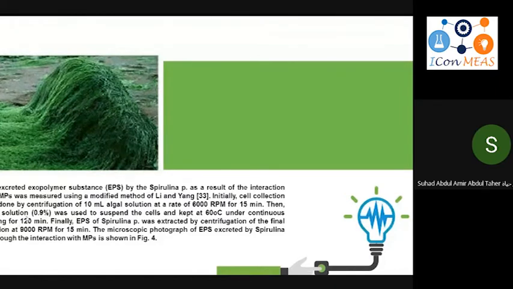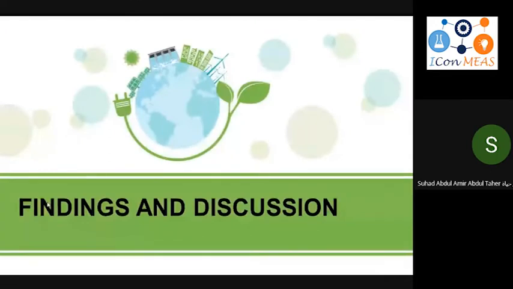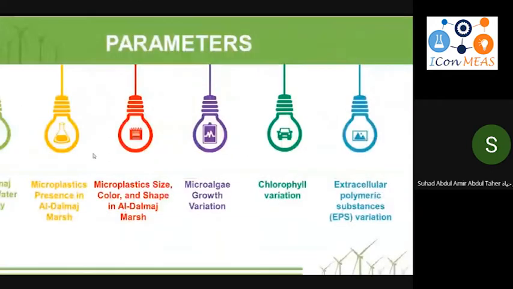Findings and discussion. The parameters we use here: Dalmaj marsh water quality, microplastics presence in Dalmaj marsh, microplastic size, color, and shape in Dalmaj marsh, microalgae growth variation, chlorophyll variation, and extracellular polymeric substance variation.